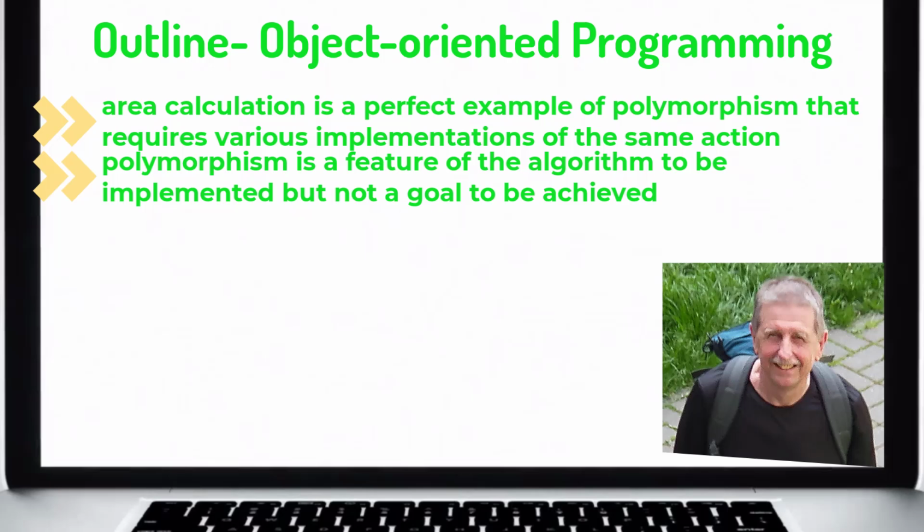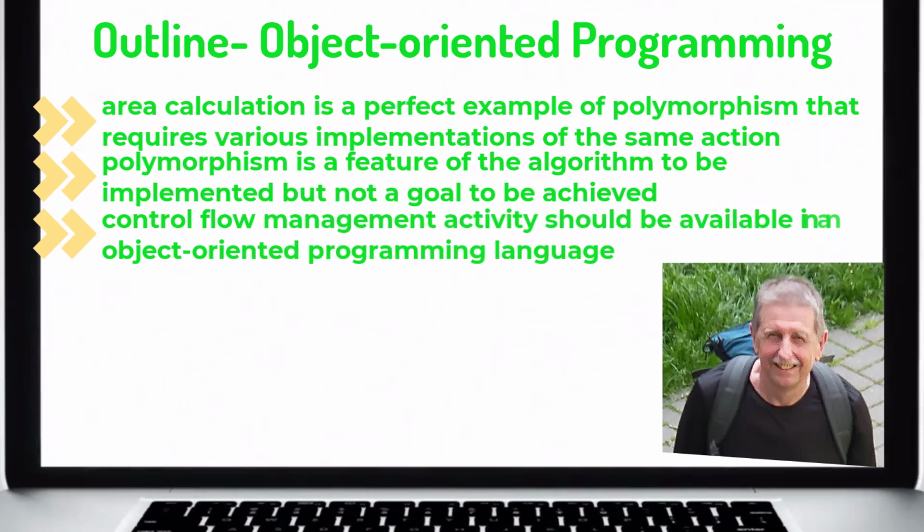Again, object-oriented programming concept deployment is the best proposal we know today to implement polymorphism. By design, the object-oriented programming concept allows us to create reference type instances dynamically. It may be recognized as a concept aimed at data management. Similarly, control flow management activity should be available in an object-oriented programming language.